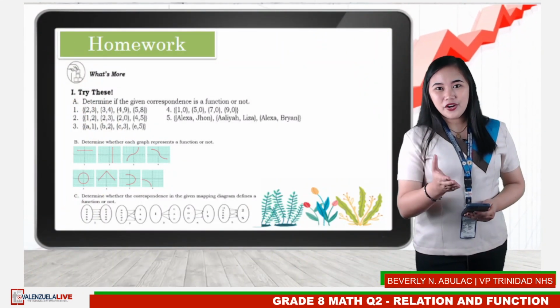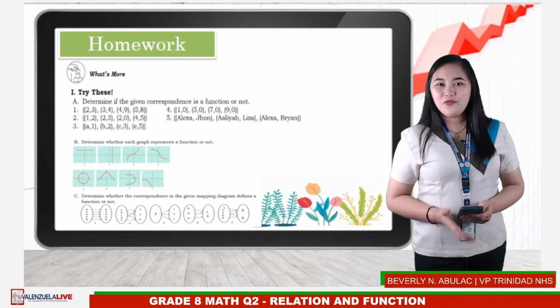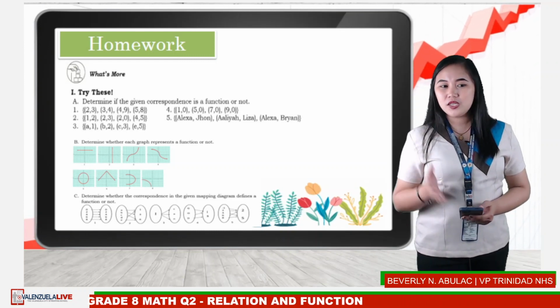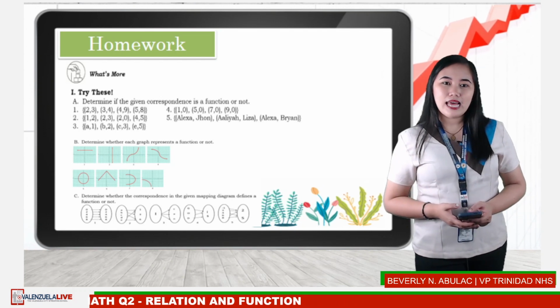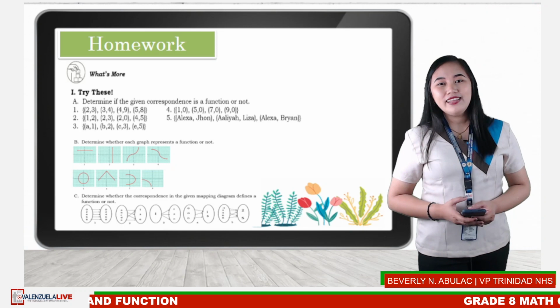Alright, for your homework, just take a screenshot or make a copy of your homework that will be flashed on the screen. Then solve and analyze the problems located on your self-learning module, page number 6.